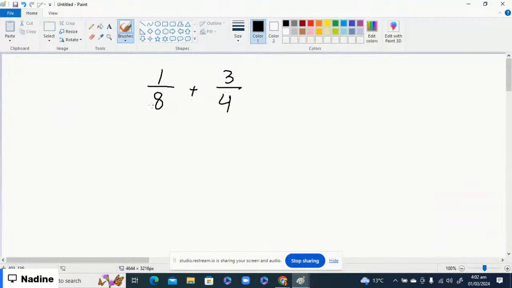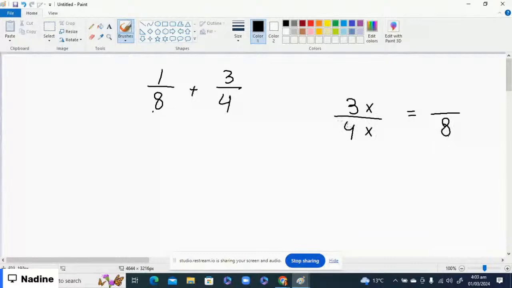First of all, we check which denominator is smaller, 8 or 4. As we know, 4 is smaller and 8 is greater. So for that, we are taking this 3 by 4, and multiplying and dividing with the same number. We multiply both the numerator as well as the denominator with the same number, so that we get 8 in the denominator. Which number do we multiply 4 by to get 8?